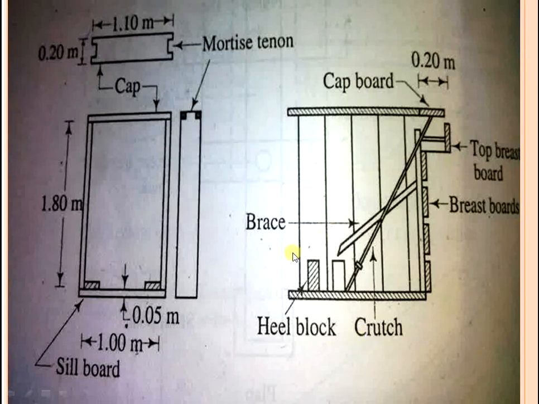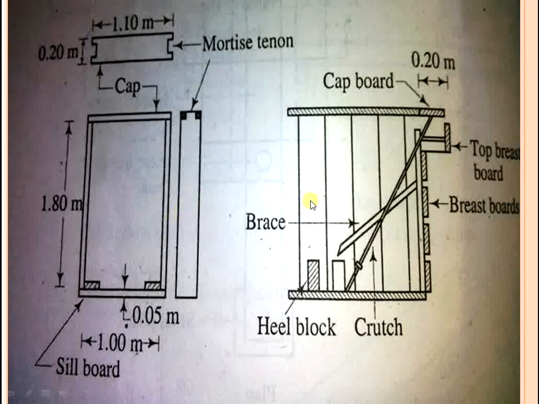Here in this picture we see that a wooden box is created. The size of the wooden box is 1.1 by 1.8 by 0.05 meter. The first operation is to set the facing of this box at the substrata. After the facing, the top bracing is removed. After that, the ground section is excavated for a short distance.